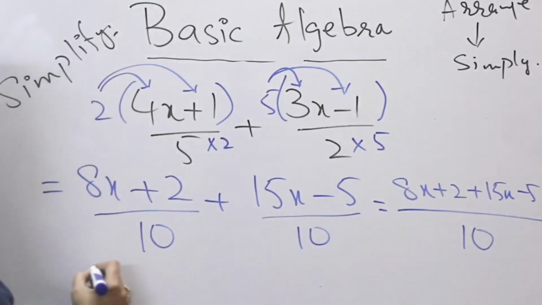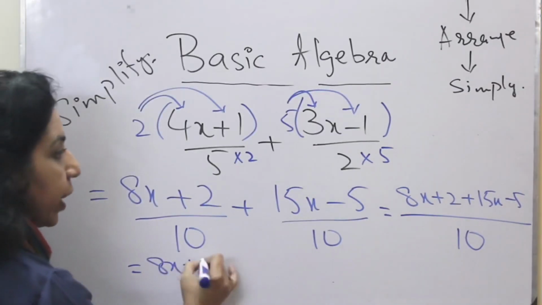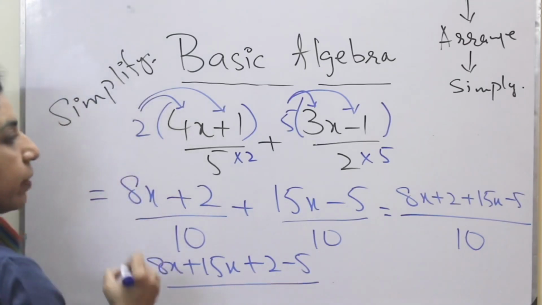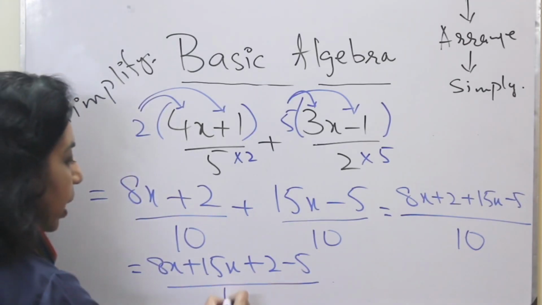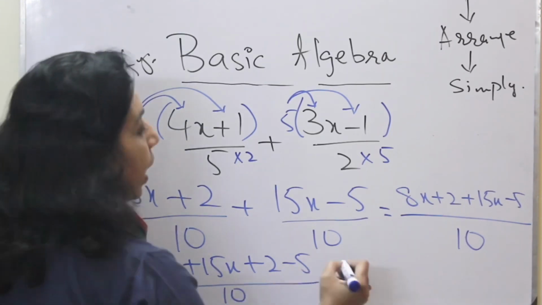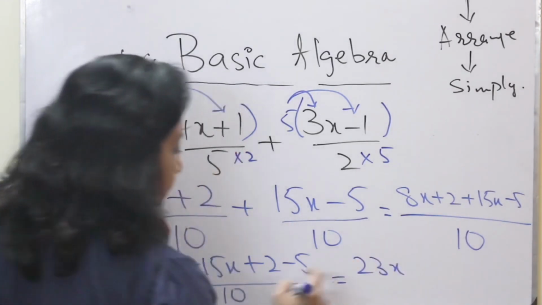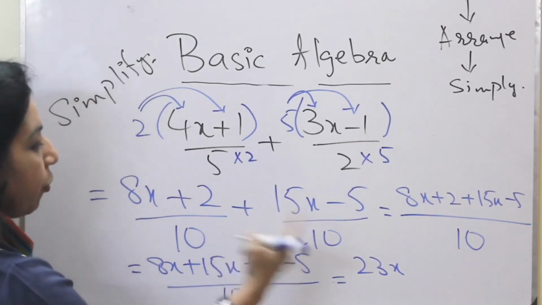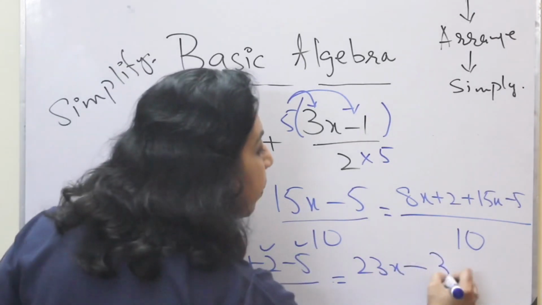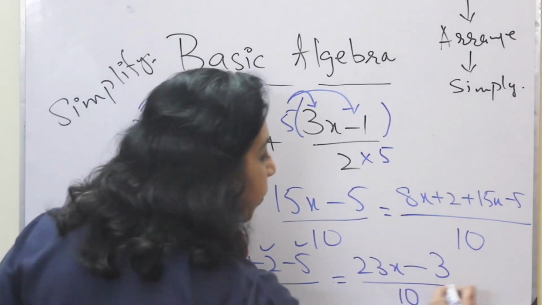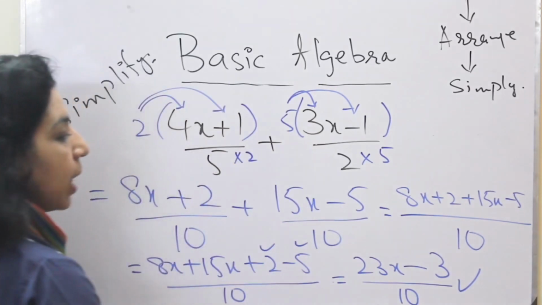We can now arrange them, 8x and 15x together, plus 2 minus 5 together, integer with integer, variable with variable, like terms together. Both are positive, 8 and 15, you will have 23, I guess, and they are having opposite signs, so you will subtract 2 from 5, it will be 3, but it will be negative 3 because 5 is bigger. And I think 23x minus 3 over 10 is our answer.